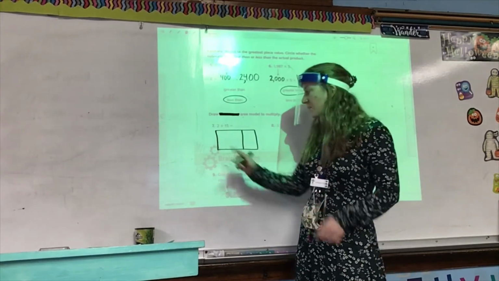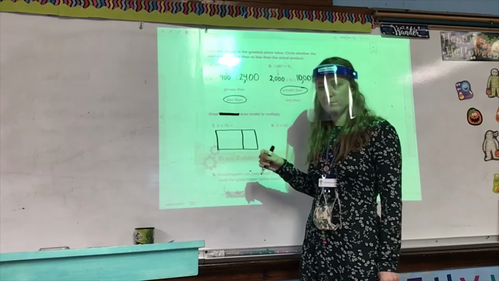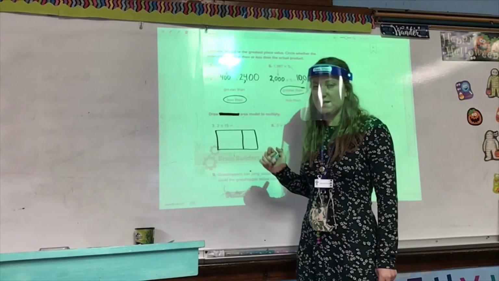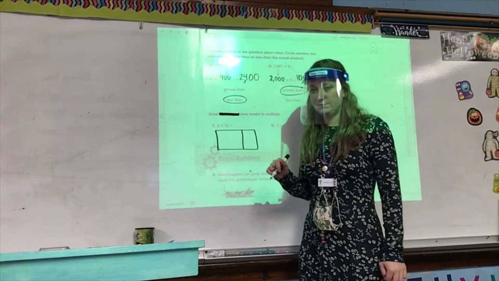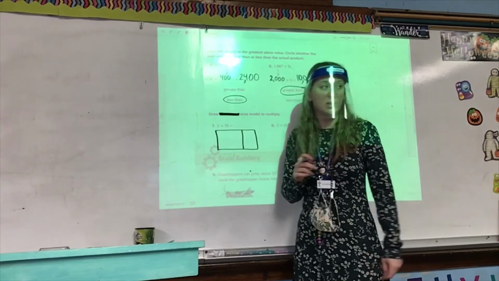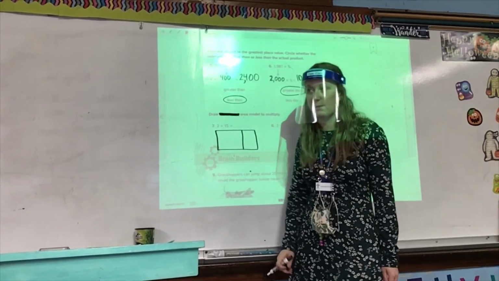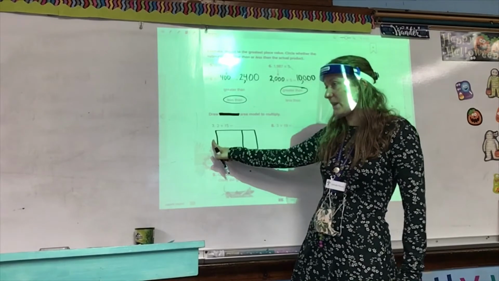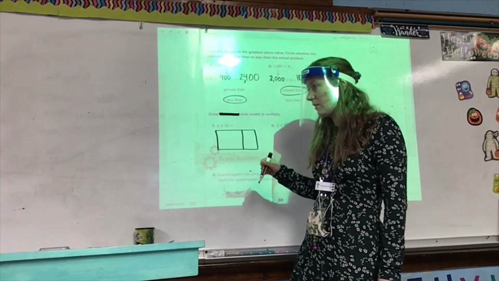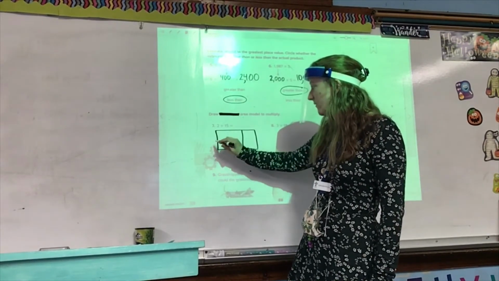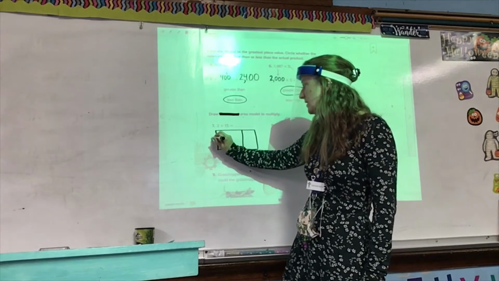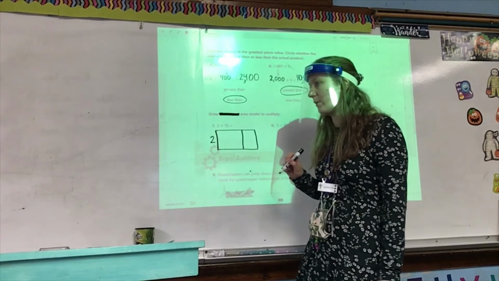Who can help her out? I put the smaller what? Zari? Factor. You must use the correct vocabulary, otherwise it's going to make it a lot harder. So I put the smaller what? I put the smaller factor on the left side. So that means I put 2 right here. Now what do I do?